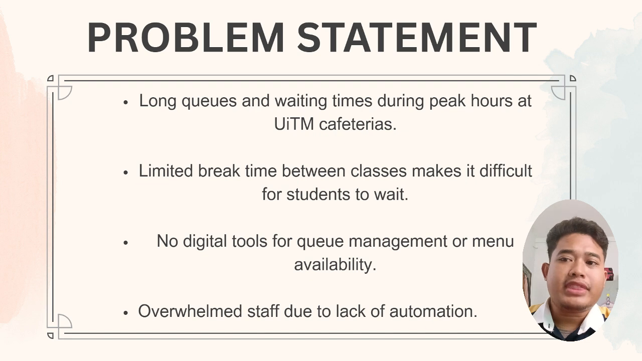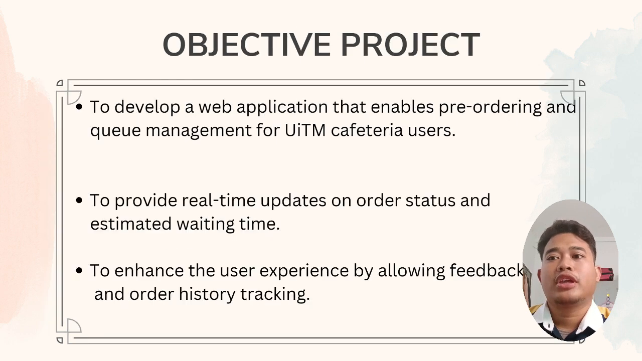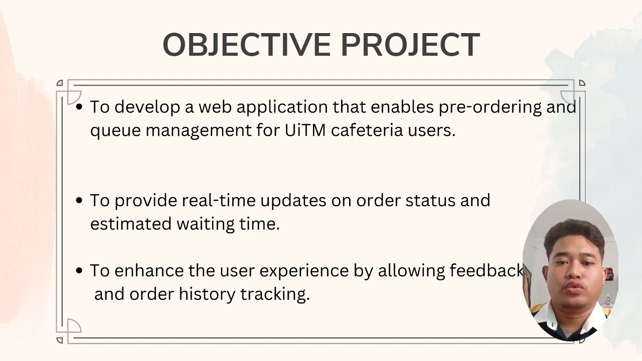And furthermore, there is a current lack of digital tools for efficient queue management or real-time menu availability updates. This means users don't have the information they need upfront. And finally, the cafeteria staff often feel overwhelmed due to manual processes and lack of automation, and this impacts their operational flow. All of these points highlight a clear need for a more streamlined and modern approach to cafeteria operation. So, to tackle all of these issues, our project has three core objectives.